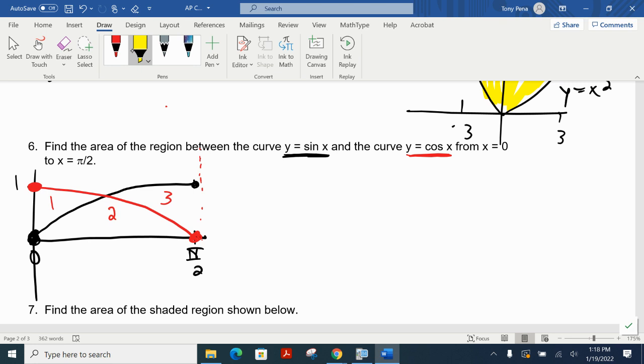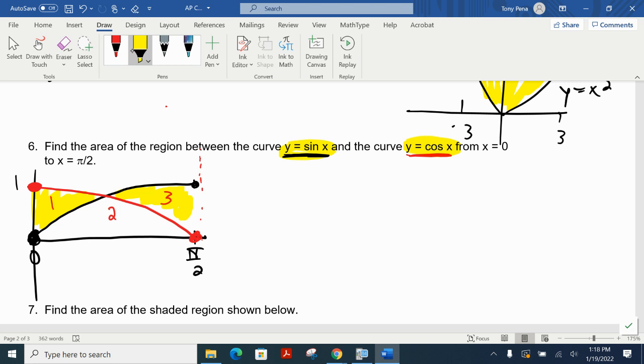All right. It's the region between sine of x and cosine of x. It's got to be enclosed by those 2. What are we looking for? 1, 2, 3, what? 1, 3. Good. It should be 1 and 3.